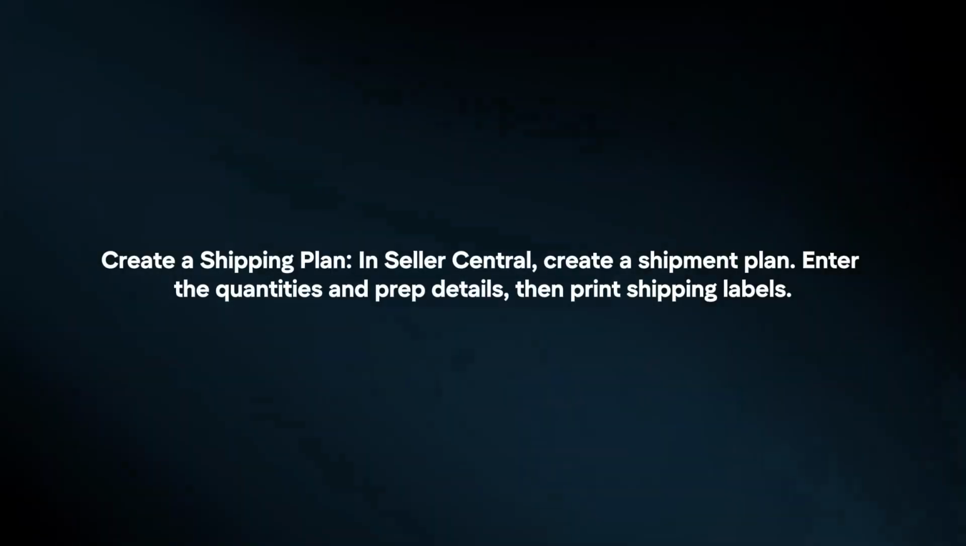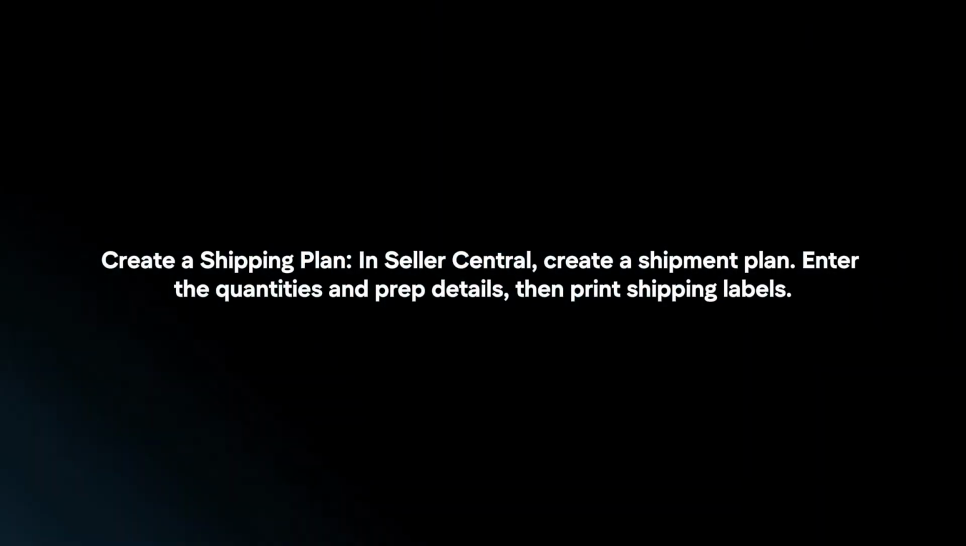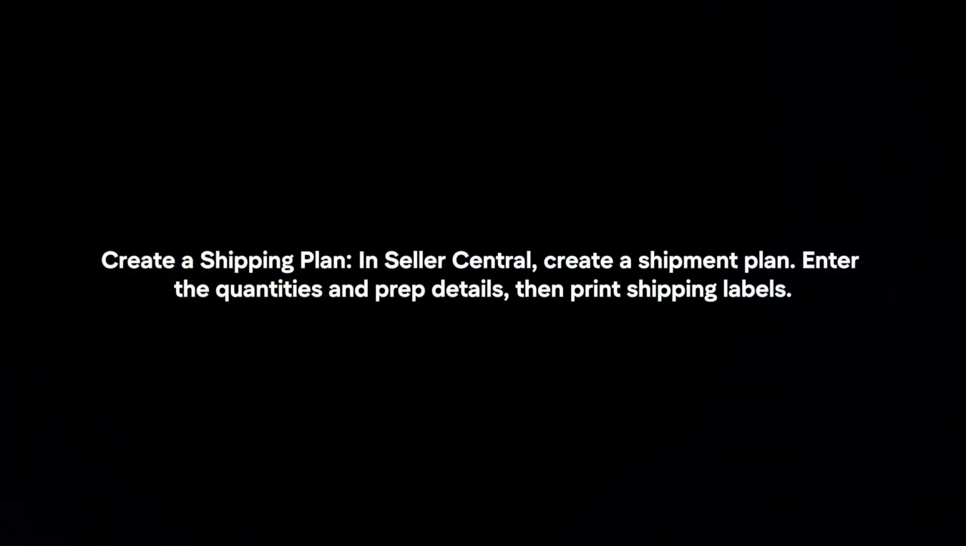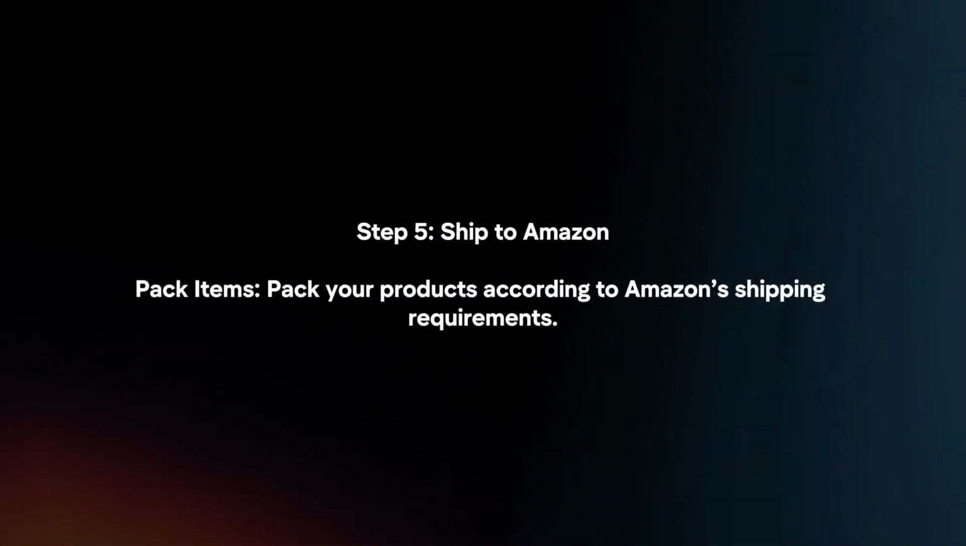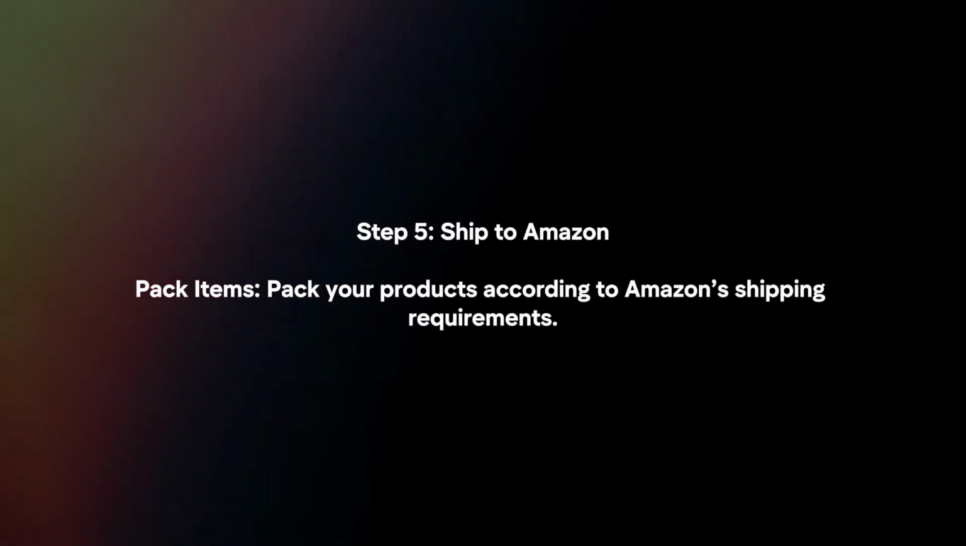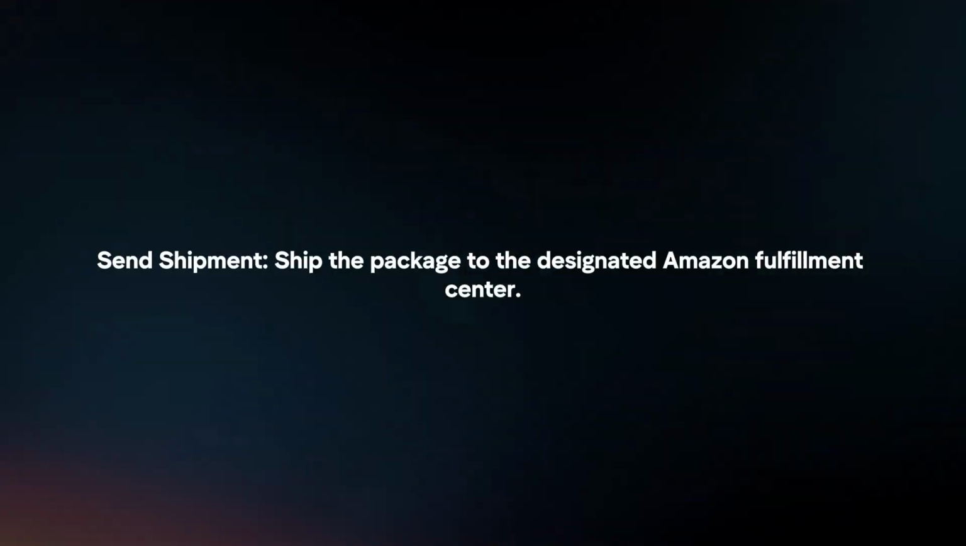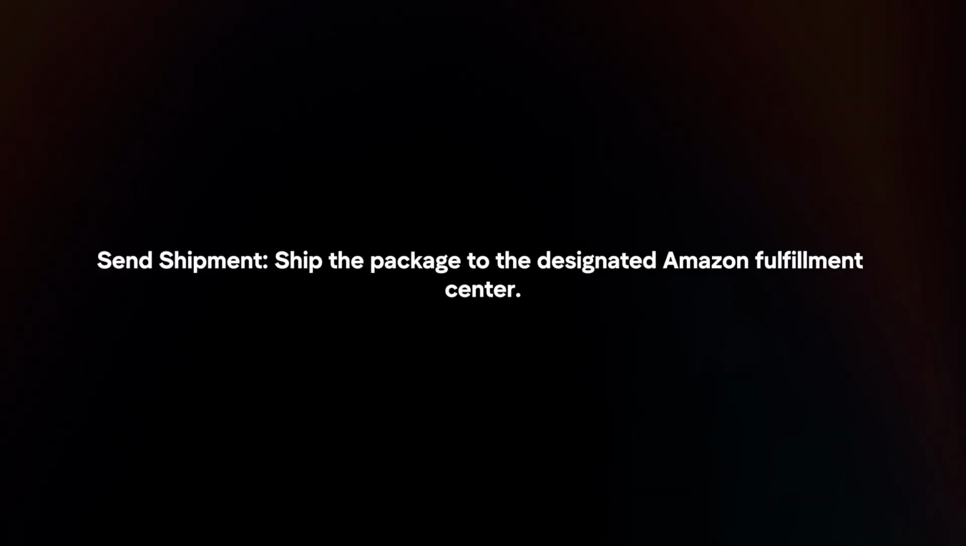Create a shipping plan. In Seller Central, create a shipment plan. Enter the quantities and prep details, then print shipping labels. Pack items. Pack your products according to Amazon's shipping requirements. Send shipment. Ship the package to the designated Amazon fulfillment center.